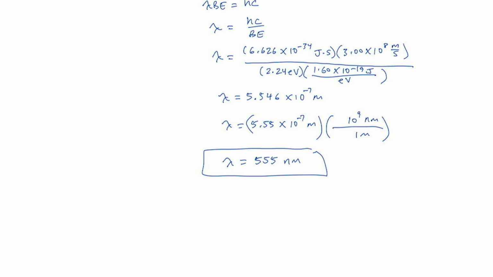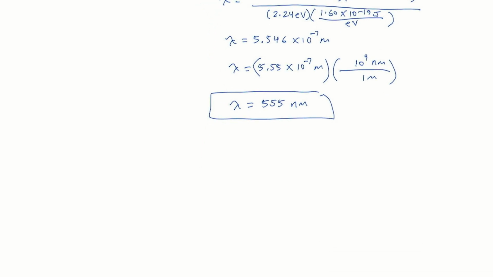And then in part B, we need to answer, is this visible EM radiation? And we can say yes. This is visible EM radiation. And that is because the range of visible EM radiation is about 380 to 750 nanometers. And so this is actually green light, but we only needed to answer if it was visible or not.